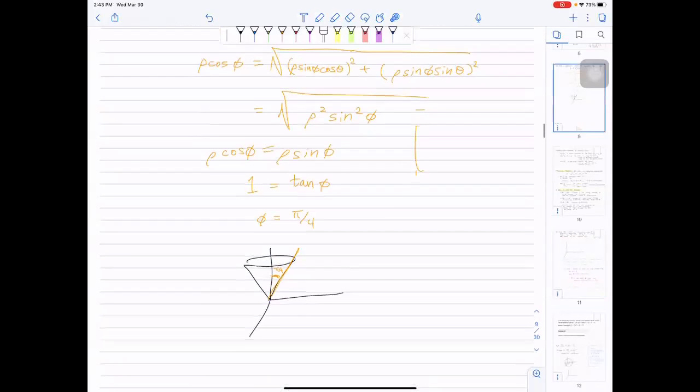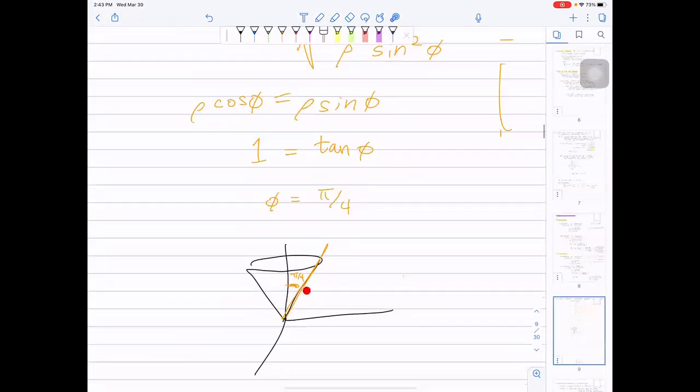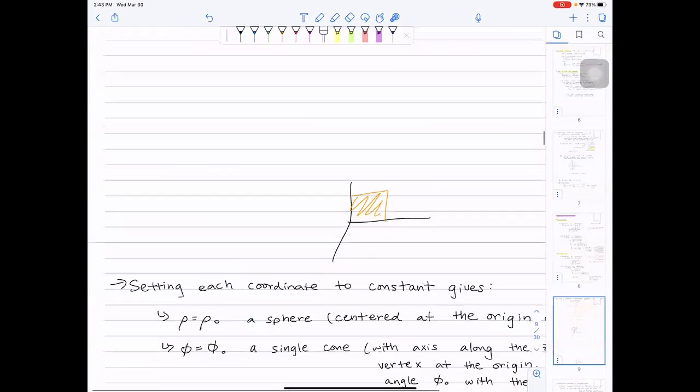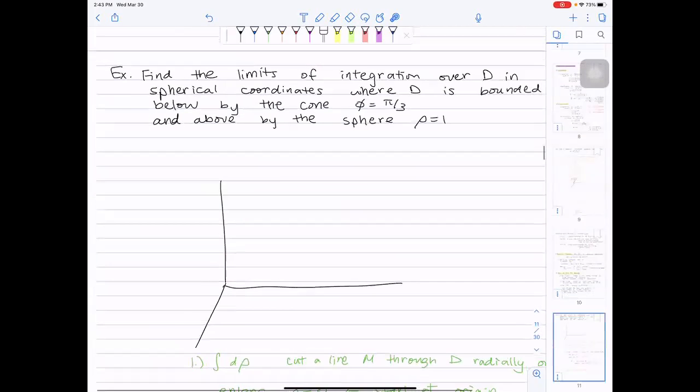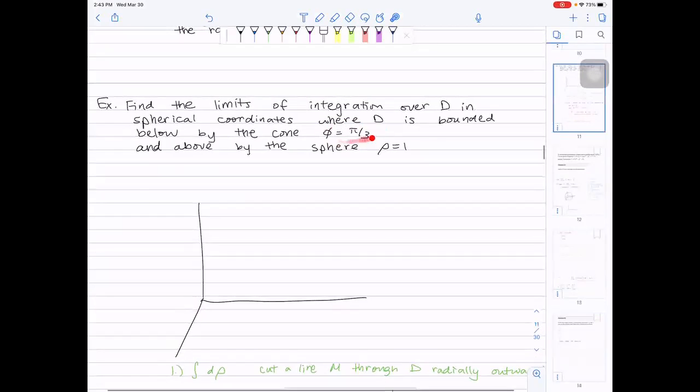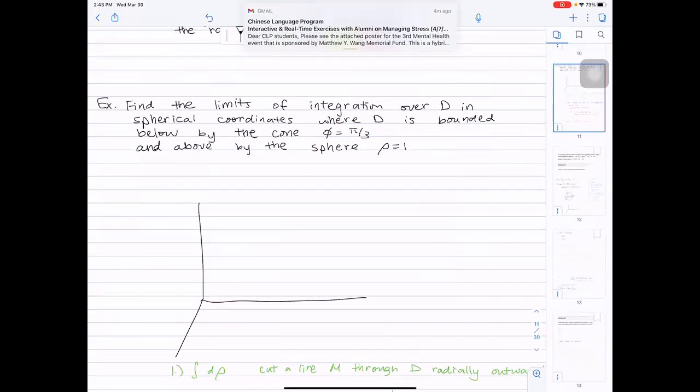So phi equals pi/4 means that the largest angle that any ray on our shape makes with the z-axis is pi/4. Okay, so for example, first let's draw this. Phi equals pi/3. We know it's a cone, so it's some cone, and then it's bounded above by the sphere. So we have some sphere here.